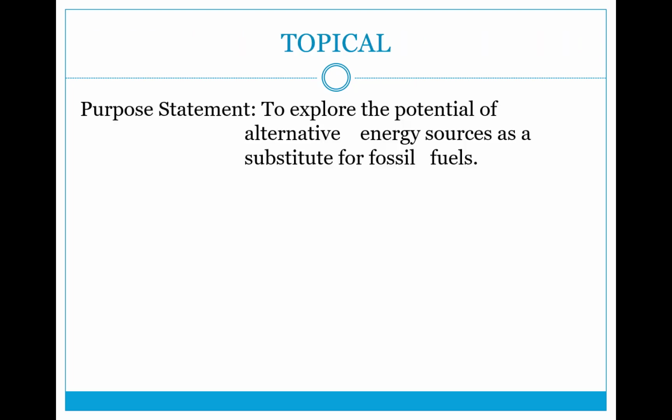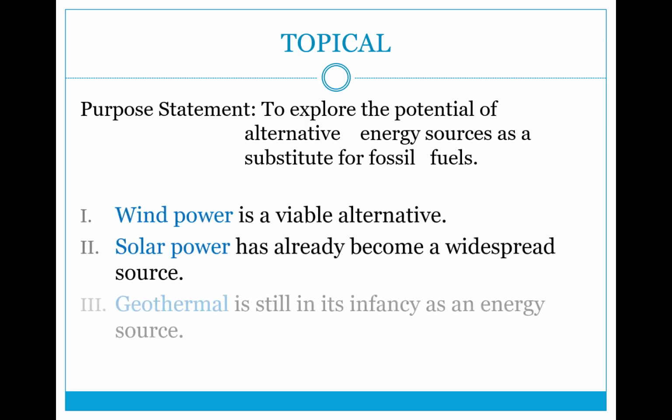So the first one is topical. This one is actually the easiest. It's just presenting the information in terms of topics. So if your purpose statement was to explore the potential of alternative energy sources as a substitute for fossil fuels, what might be your 3 main points? Well, they might be by topic. In other words, they might be 3 kinds of alternative energy sources. So you might have wind power, solar power, and geothermal. So this works well as a catch-all pattern when no other pattern really works well.